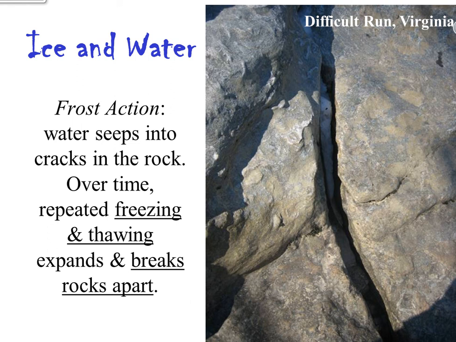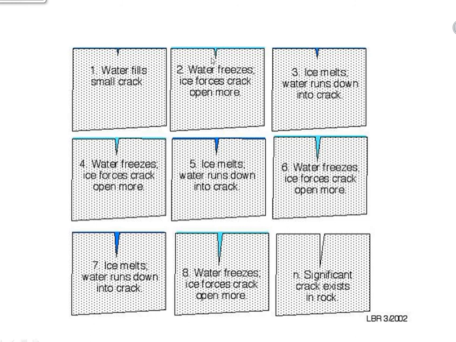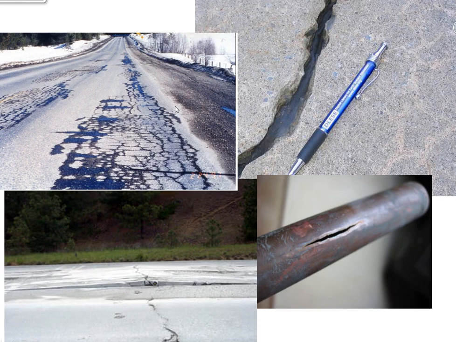In this case, water seeps down into the rock. You can see the snow here. Water seeps in, freezes, breaks it open, thaws, seeps in deeper, freezes, breaks it open. This slow process, starting from a tiny little crack to a huge one, is especially big in the springtime when you start seeing the roads look like this. This is from frost action.